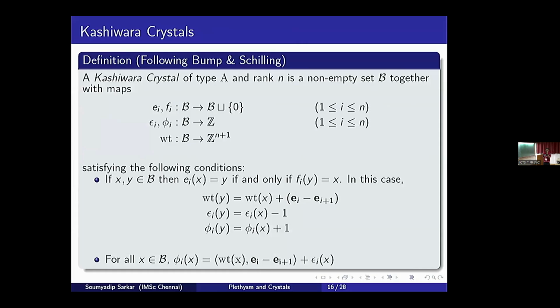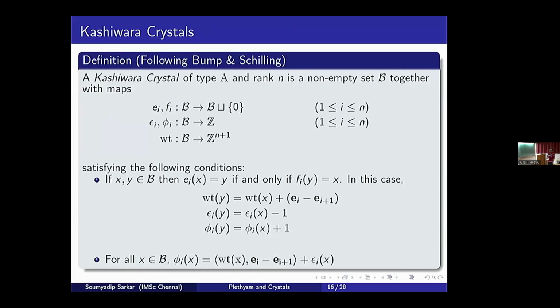These are actually motivated from representations of the Lie algebra, where e_i are raising operators and f_i are lowering operators. And there are two maps, epsilon_i and phi_i, from B to Z. And there is a weight function from B to Z^(n+1). This weight should really be thought of as the weight of the torus. They satisfy these conditions: the weight of y is equal to the weight of x plus the i-th simple root, basically e_i minus e_{i+1}. This happens when e_i x equals y, which happens if and only if f_i y equals x.